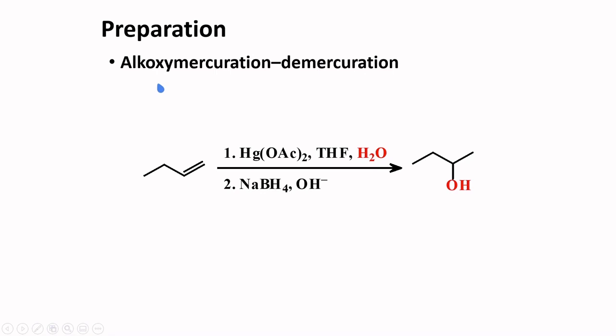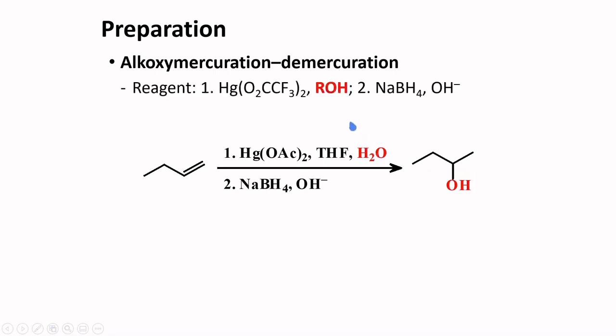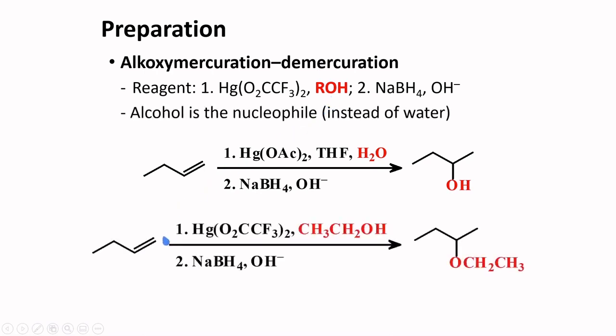The next reaction is called alkoxymercuration-demercuration. We already encountered this reaction in our discussion of alkenes. If you use this set of conditions and water is involved, the alcohol is formed. However, if water is replaced by an alcohol, the species that will attack the mercurinium ion would then be this alcohol. And for the case of this compound, in the presence of ethanol, this ether will be formed instead of this alcohol.